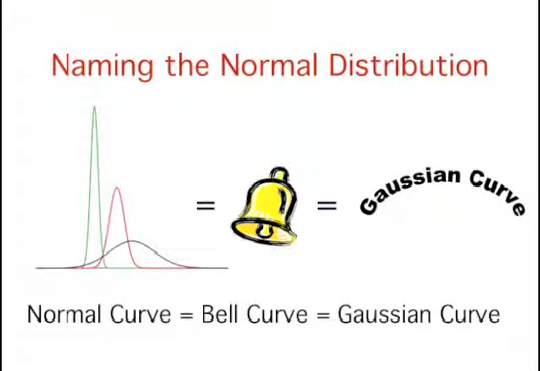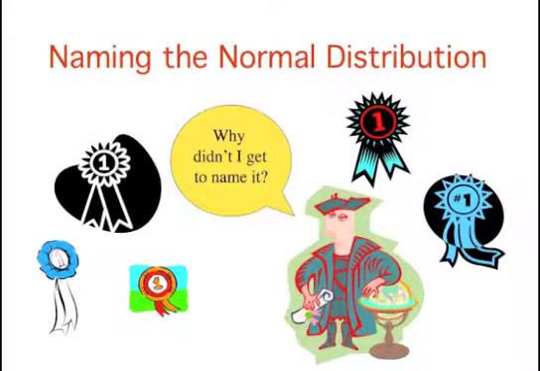The normal distribution is also called the Gaussian curve, after the mathematician Carl Friedrich Gauss. As you'll see in the section on the history of the normal distribution, although Gauss played an important role in its history, de Moivre was the first to discover the normal distribution.